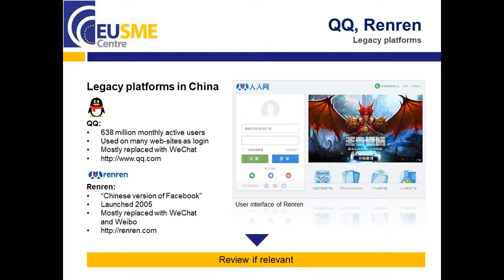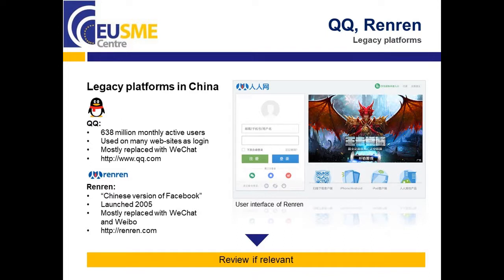You have QQ and RenRen. Could you just tell me very shortly about these two? So basically, RenRen was dubbed as the Chinese Facebook, but it's largely irrelevant. People would not understand what RenRen is nowadays. Yes, for local Chinese. And for QQ, actually, it was the biggest platform before WeChat.